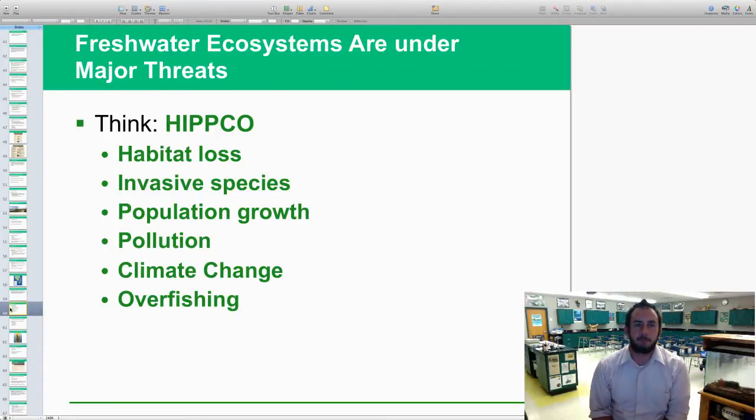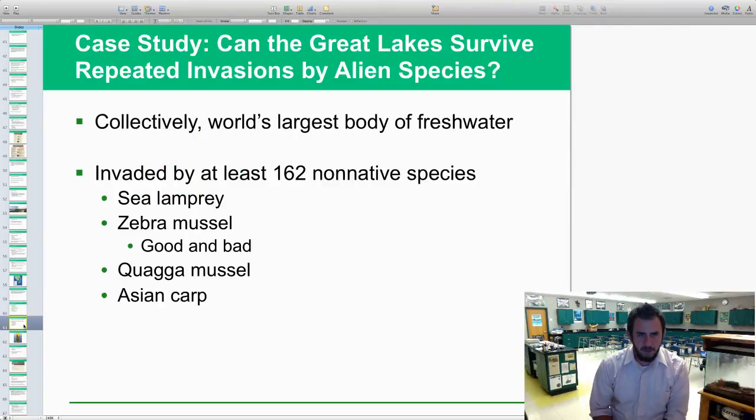Freshwater systems are under major threat from a couple of different things, and here's a mnemonic device to help you called HIPCO. The H stands for habitat loss. I stands for invasive species. One of the P's stands for population growth. The second P stands for pollution. C stands for climate change. And the last one, O, stands for overfishing. Those are some of the threats that really affect freshwater ecosystems.